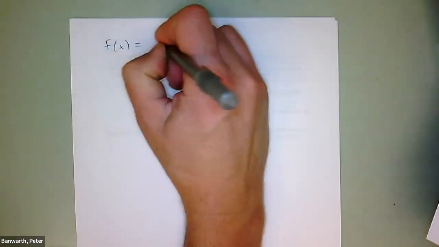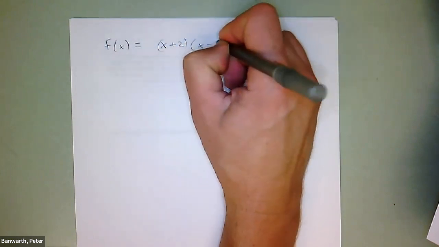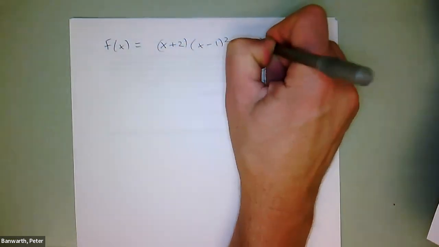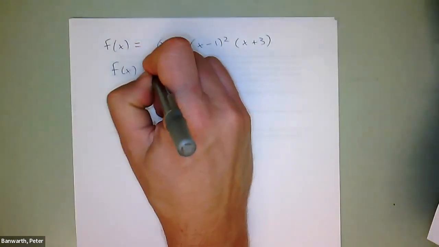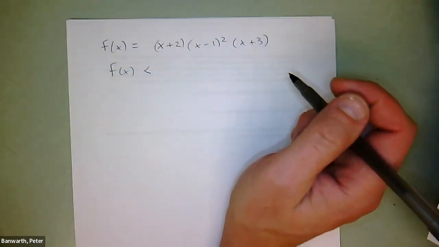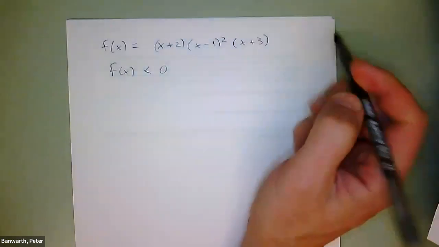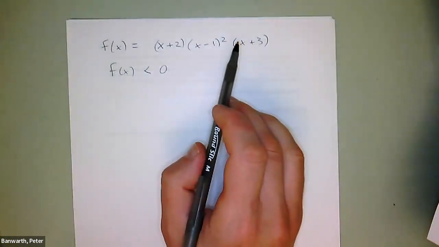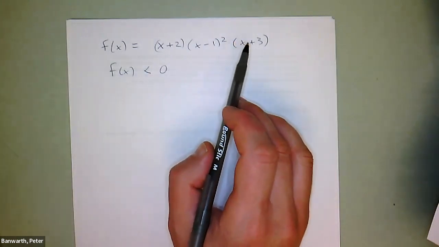This works also for higher degree polynomials. So x plus 2 times x minus 1 squared times x plus 3. And I want to know when f of x is less than 0.